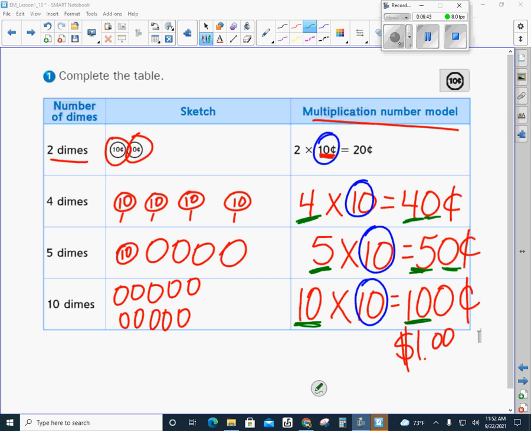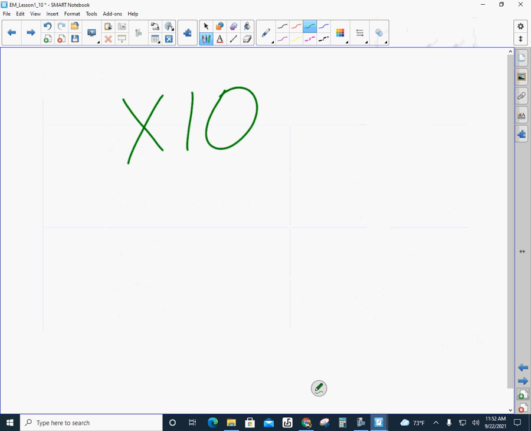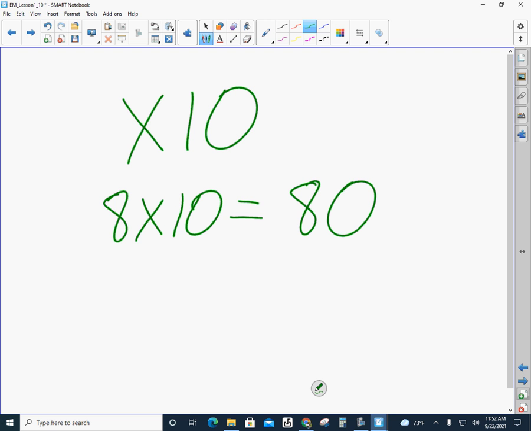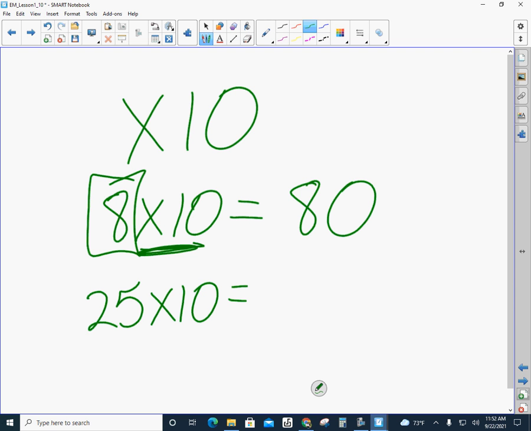When you have any number times 10, I always have a little chant I say: when I multiply by 10, put a 0 on the end. So if I have 8 times 10, I just put my 8 with a 0. Anytime you multiply by 10, you take the other number and you just put a 0 on it. So let's think about this. What about 25 times 10? What do you think 25 times 10 would be? When I multiply by 10, put a 0 on the end. 25 with a 0 on the end would be 250.